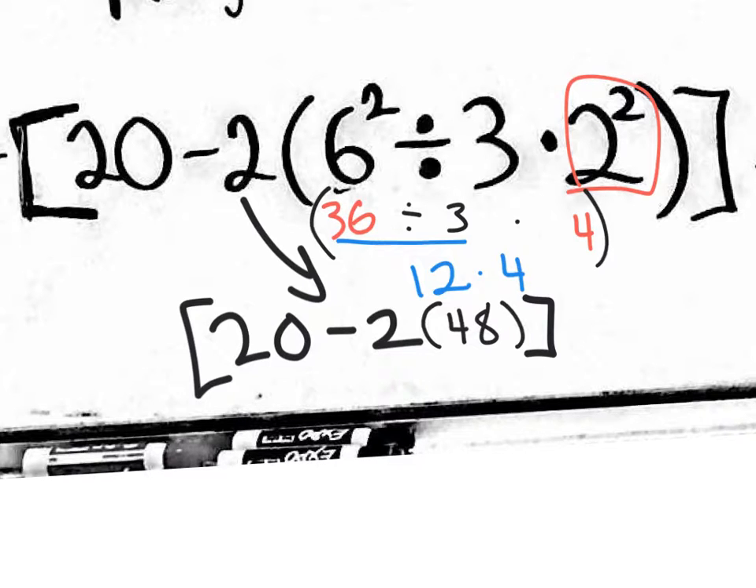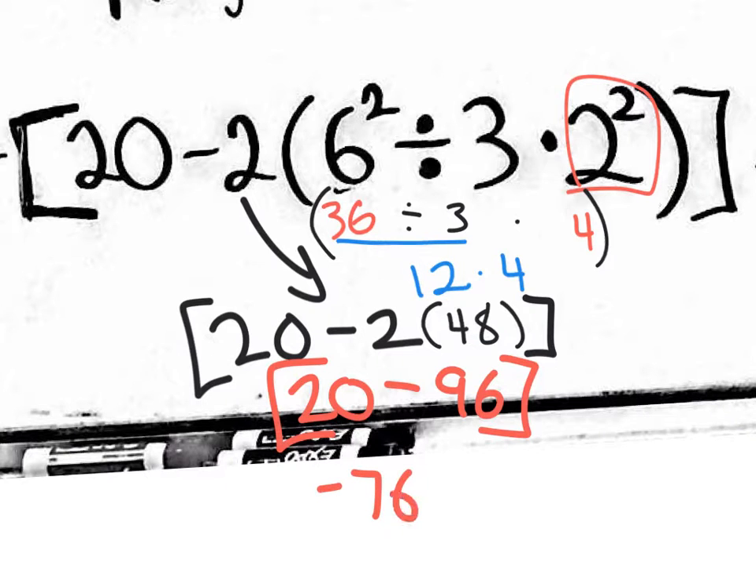That's 96, so we're going to put 20 minus 96. Let me write that down. Let me write it in red here. 20 minus 96, bracket. And what is 20 minus 96? Negative 76. And that's inside the bracket.